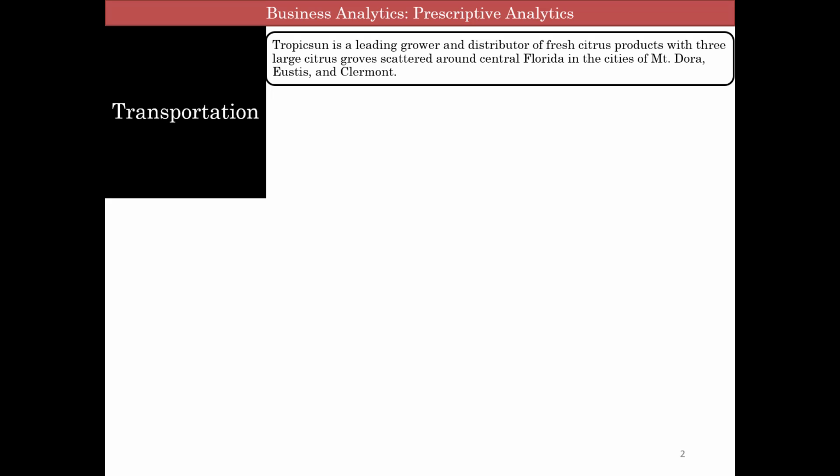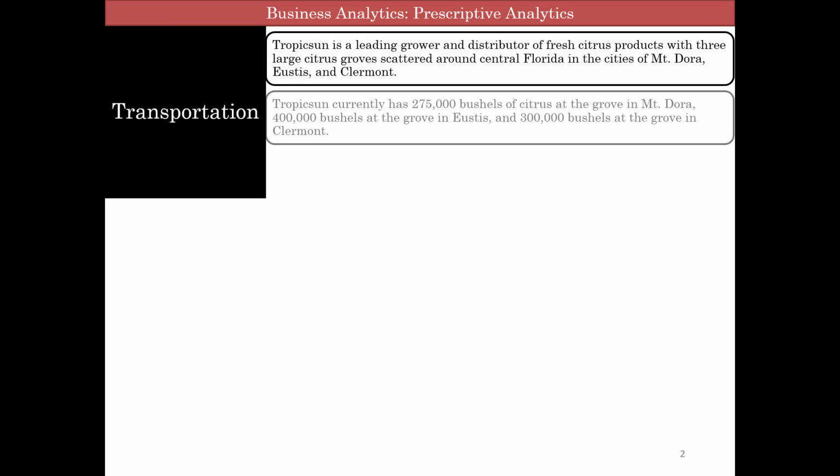We have Tropic Suns, which is a grower and distributor of fresh citrus products, and they have three large citrus groves: Mount Dora, Eustis, and Claremont. So these are supply centers, and you have to have some material there. They have 275,000 bushels of citrus in Mount Dora, 400,000 at Eustis, and 300,000 in Claremont.